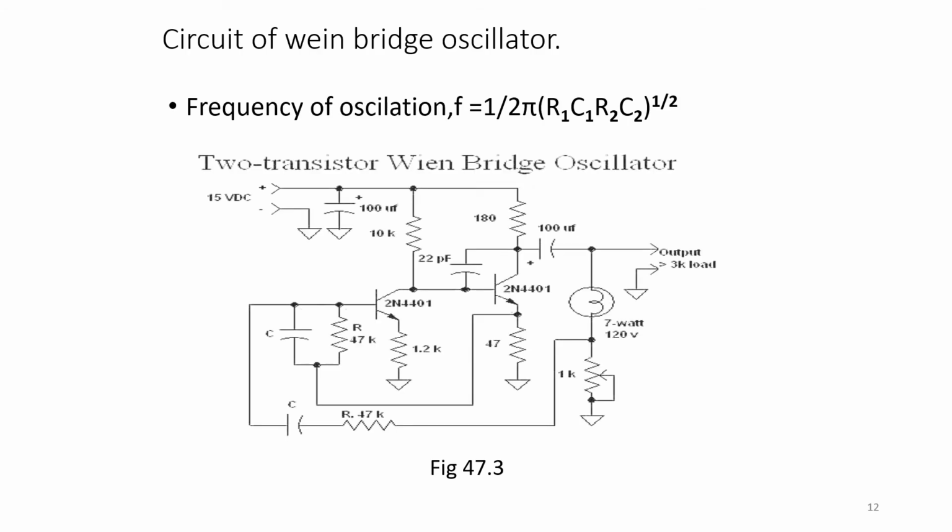So this is the circuit of the Wien bridge oscillator using two transistors. A Wien bridge is used here and the output frequency is 1 by 2 pi RC. If R1 equals R2 equals R and C1 equals C2 equals C, then the frequency of oscillation of the Wien bridge oscillator is 1 by 2 pi RC. So this is the circuit which we'll be using in the AFO to get the sine wave.